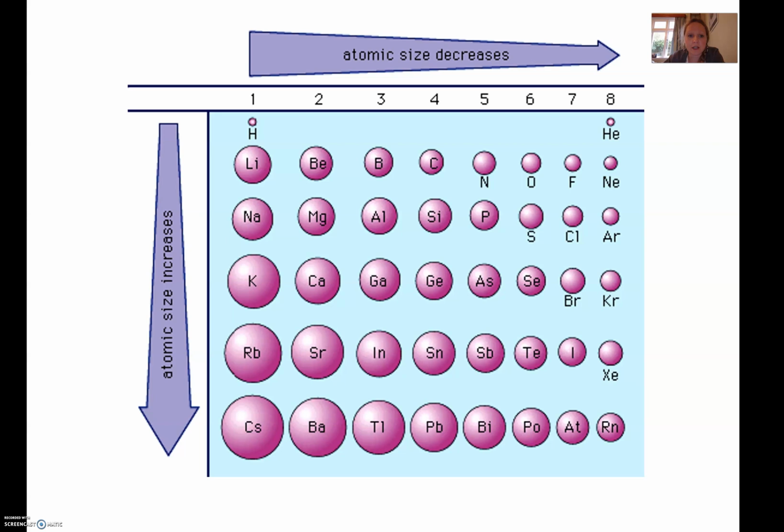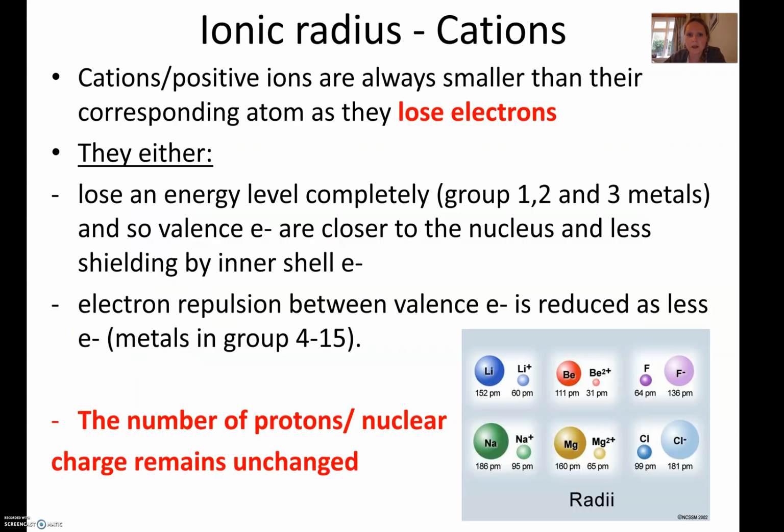Okay, a bit of a summary. Atomic radius decreases across the period and increases down the group. Hopefully you've all understood that. So the final thing, and I've got a few minutes left to kind of go through this, is ionic radius. We're always comparing the atom to the ion. So cations are positive ions.